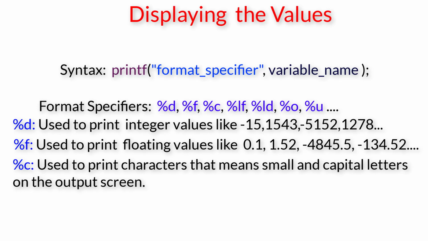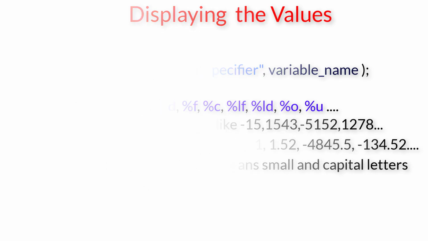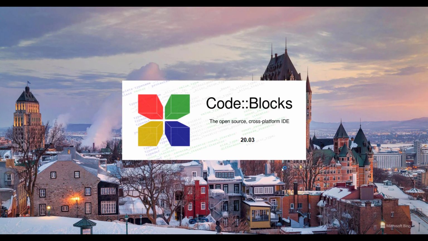Along with these, C language supports other format specifiers like %lf, %ld, %o, %u and so on. I think you got the clarity about format specifiers. Now, let's execute a program in the Code::Blocks.